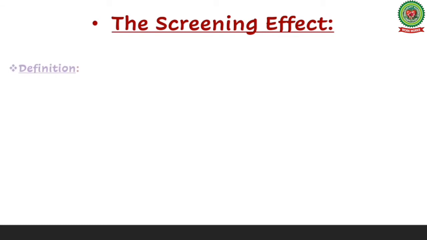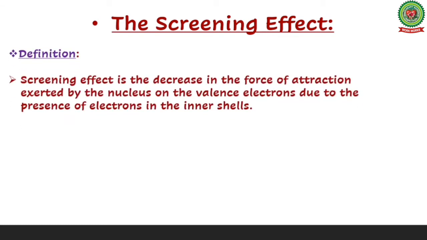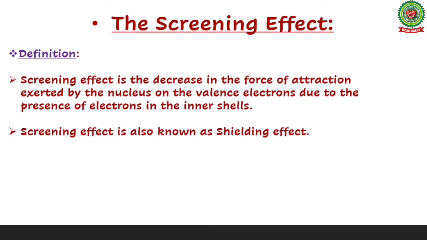So what is screening effect? Screening effect is the decrease in the force of attraction exerted by the nucleus on the valence electrons due to the presence of electrons in the inner shells. So when the electrons are present in the inner shells, the force of attraction of the nucleus to the outermost shell decreases because there are inner electrons present which have a repulsive force. Screening effect is also known as shielding effect.